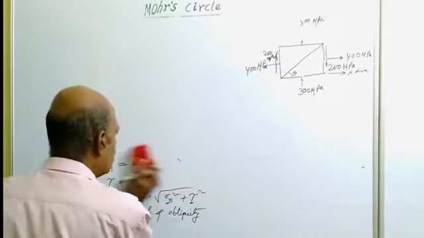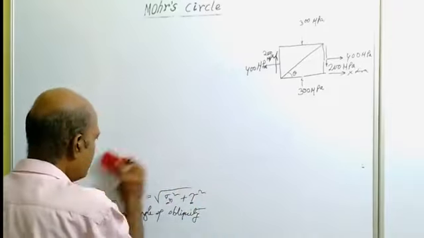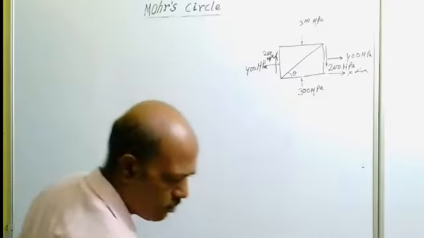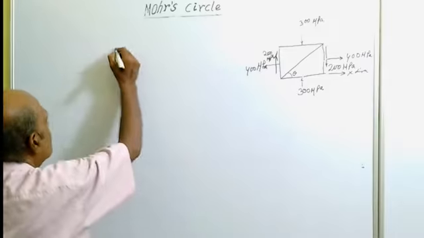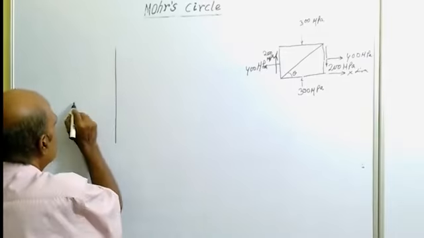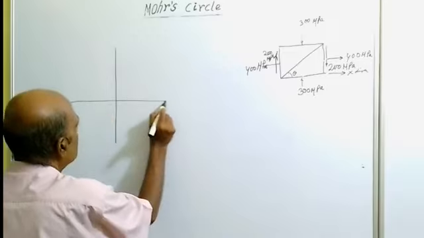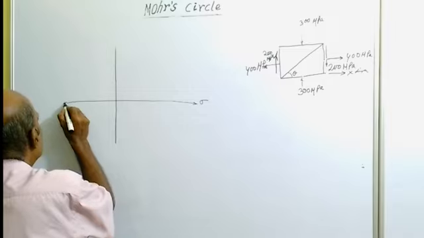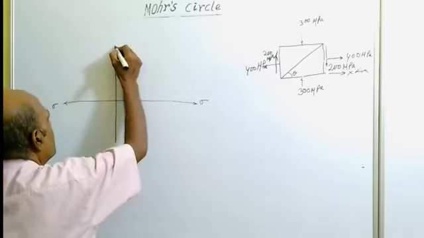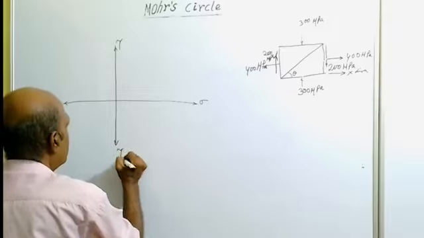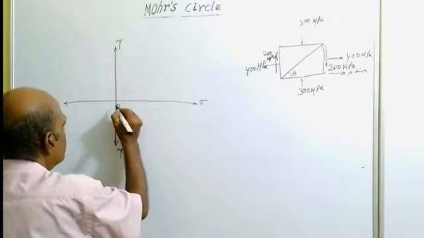Now we have to solve this problem by drawing the Mohr circle. So let us start to draw the Mohr circle. First we have to draw the axis. Say this is tau axis, and this is your sigma axis. So I am marking sigma axis, and this is your tau axis, and this is your origin.